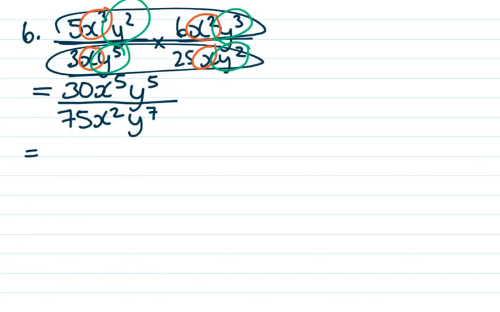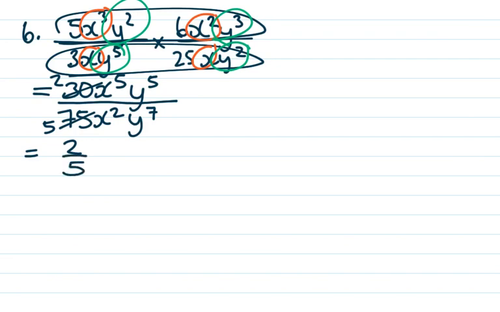Now I'm going to simplify. So what can I divide 30 and 75 by? I could divide them both by 15. So 30 divided by 15 is 2. 75 divided by 15 is 5. So that will simplify to 2 on the top and 5 on the bottom.